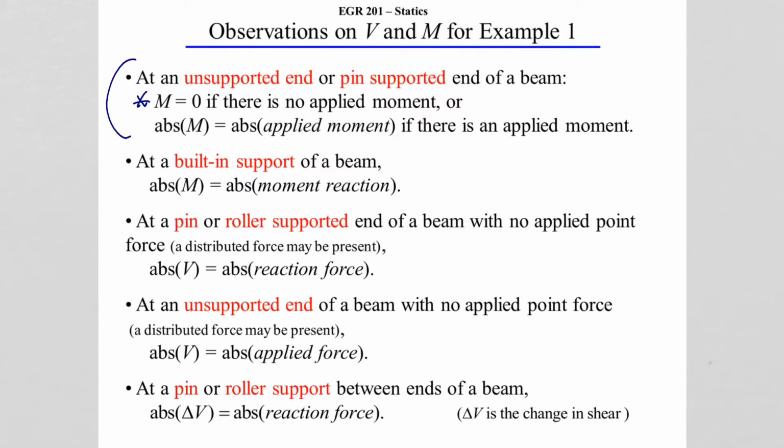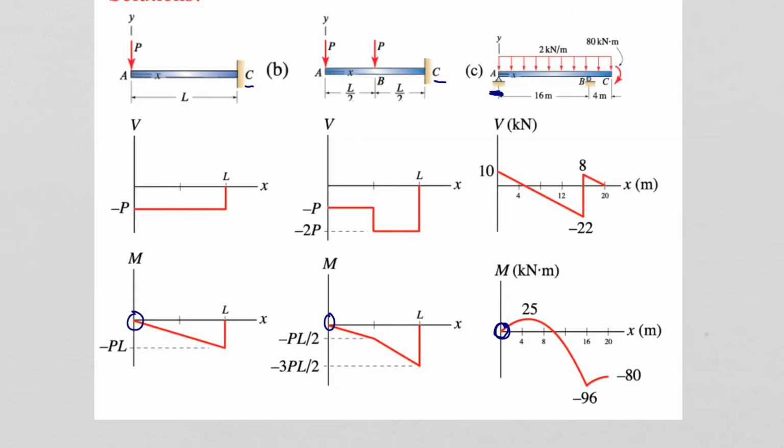It says a built-in support, so this is our cantilever beam. The absolute value of the moment is equal to the reaction force, so the values are the same at each. If I calculate the reaction force here for the moment, I would get that same value. Same here. I calculated it out also.